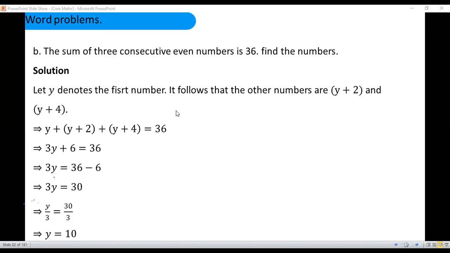Then it follows that if you have consecutive even numbers, they must have a difference of 2, because 2, 4, 6, the interval between them is 2 units. From 2 to 4, we have 2 units interval. 4 to 6, the difference there is 2. 6 to 8, the difference is 2. So when we take consecutive even numbers, the difference between them will be 2, 2, 2, 2. Are you okay with that explanation? And I hope everybody is okay with that.